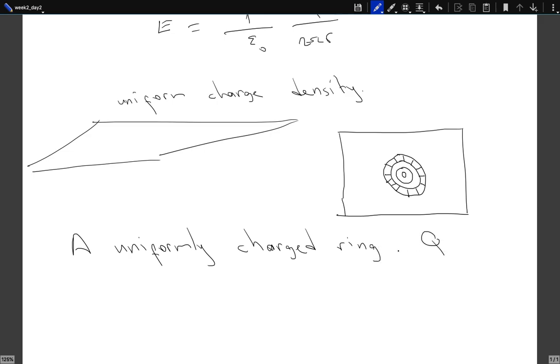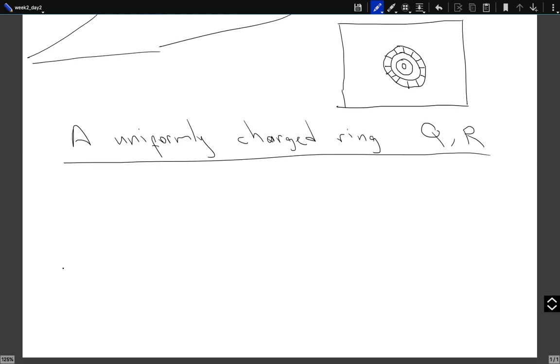Let's say it has a total charge Q and a radius R. So we have this ring whose radius is R and has a total charge Q. And for simplicity, we will just be looking at the electric field, let's say at this point.